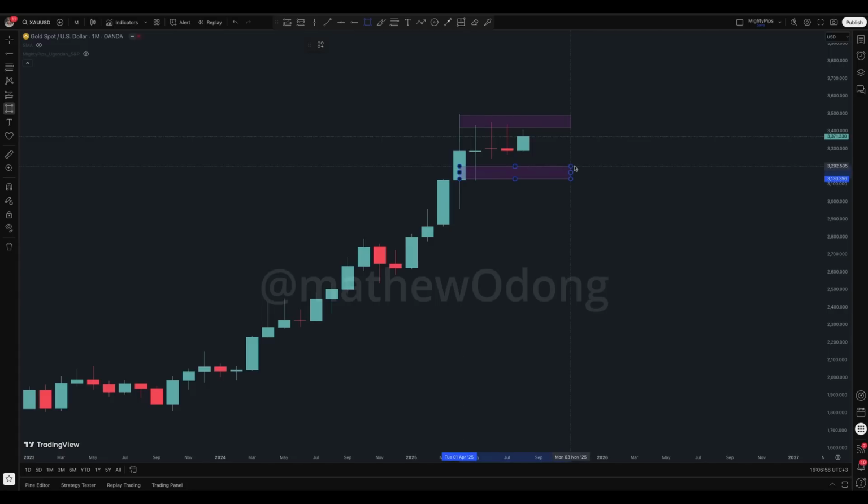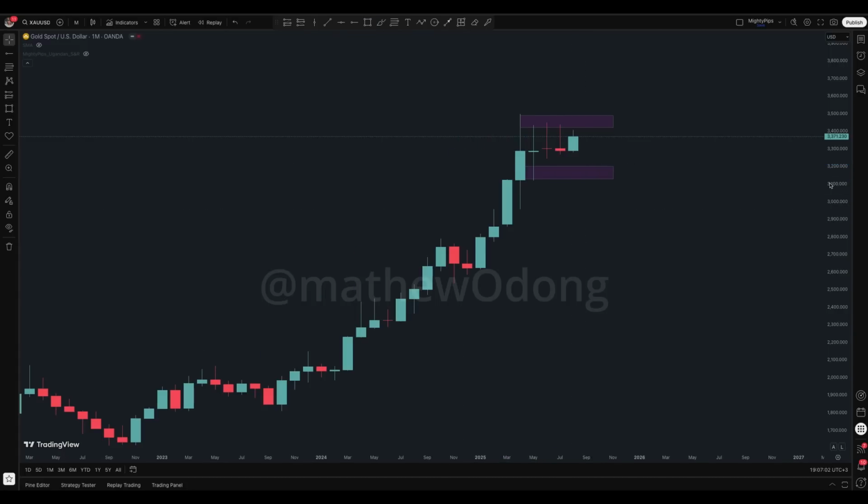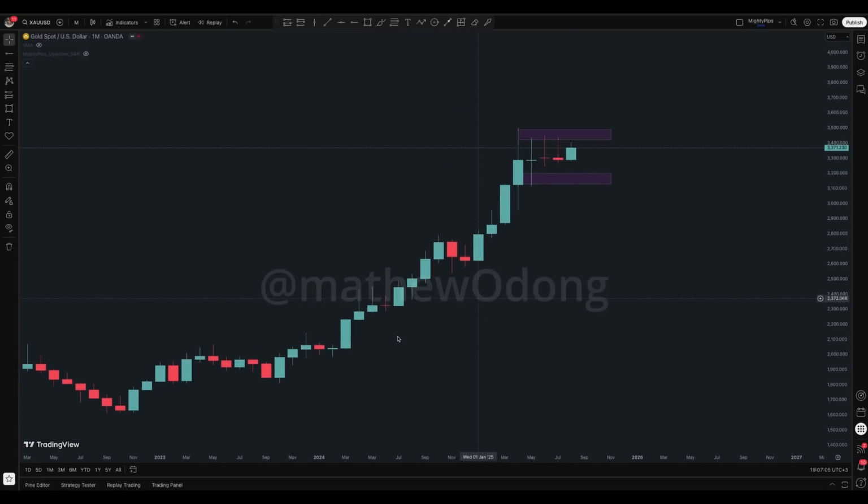So it is caught up in this tight range right here. At the same time, in the bigger picture, it is going up. You right now know that the market is actually trending up, but for the past 1, 2, 3 months, it has been caught up in this consolidation right here. But your general bias is bullish on the monthly chart.